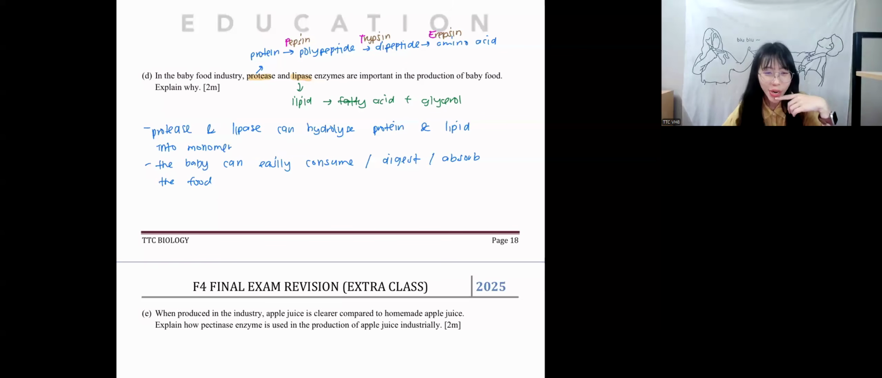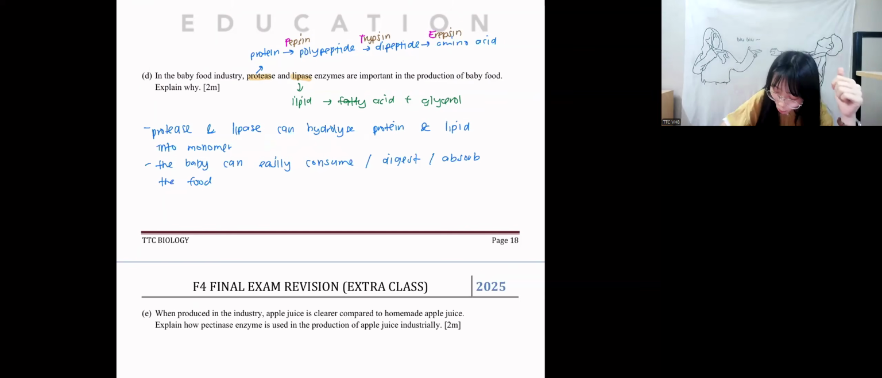Next one. When produced in industry, apple juice is clearer compared to the homemade apple juice. Explain how pectinase enzyme is used in the production of fruit juice. The moment it comes to pectinase, it has to be apple juice already, confirm. So what is the function of pectinase? Because the question already mentioned, this pectinase enzyme is to make the apple juice clear.